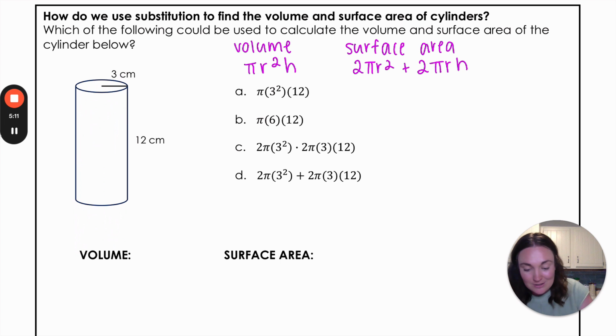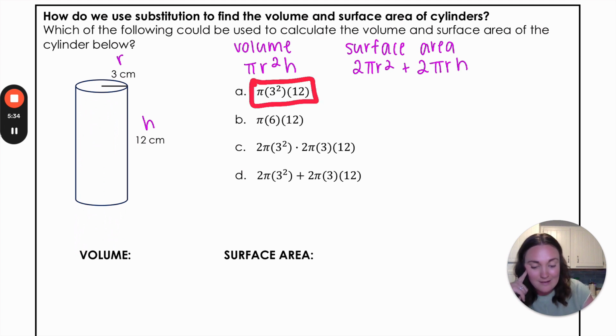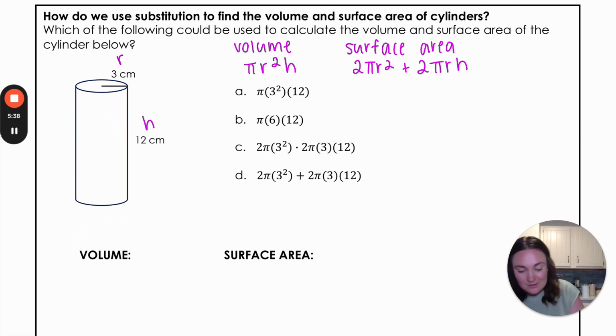So we need to make sure that we know what those two values are. So in this cylinder, our halfway across the circle, or our radius, is going to be 3, and our height is going to be 12. So I know that I'm going to be taking out this R, and I'm plugging in 3 instead, substituting it. And I'm going to take out this H, and I'm going to plug in 12 instead. So I want to find out which formula matches that exactly. So I can see that A, this pi times 3 squared times 12, this matches my volume formula perfectly. So that is our volume.